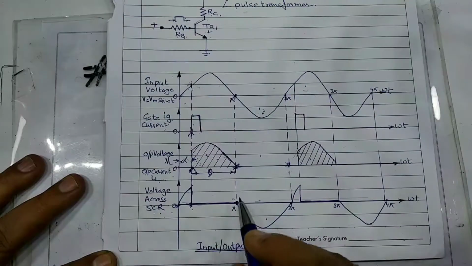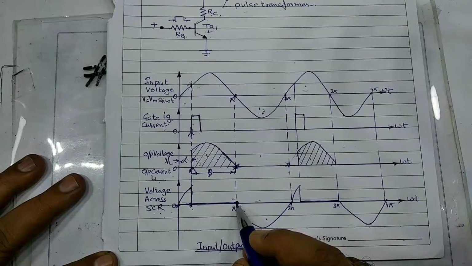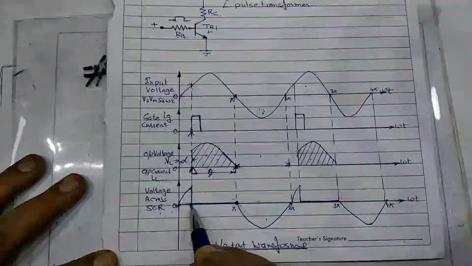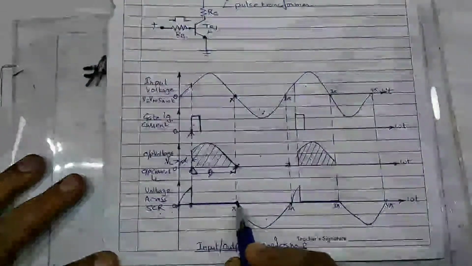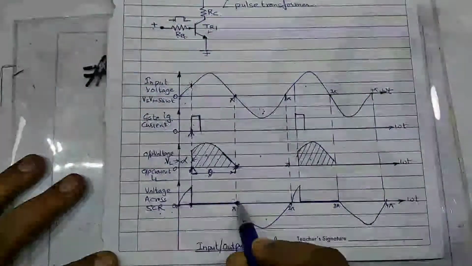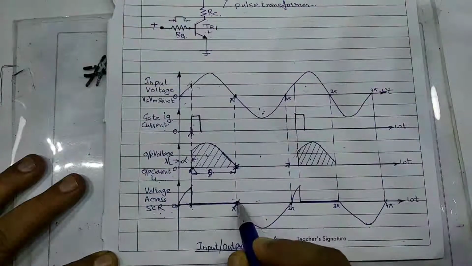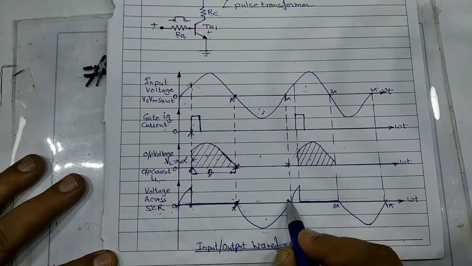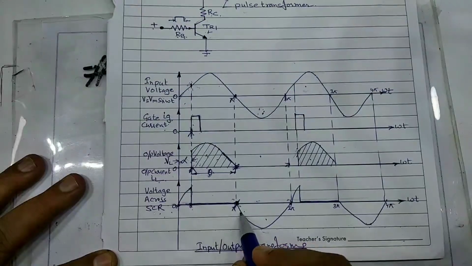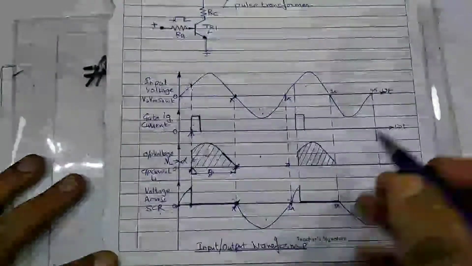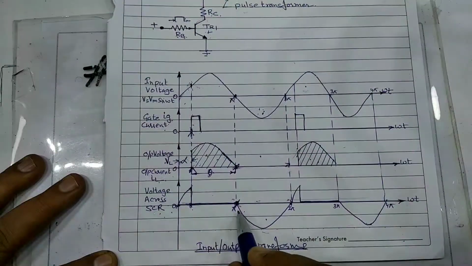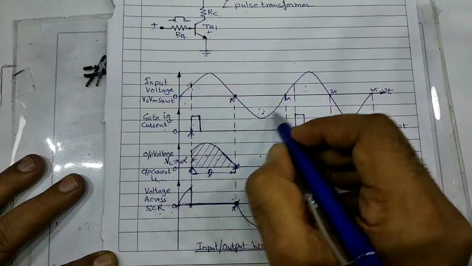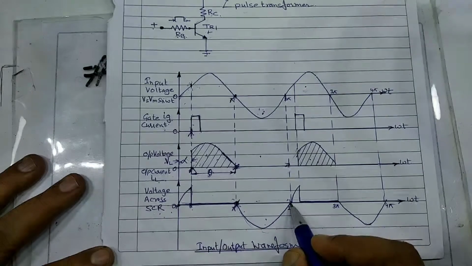That we will study in the commutation unit, the chapter. So this is the time when the SCR is switched off. At pi the SCR switches off, and from pi to 2 pi it remains off. At this particular time, the voltage appearing across the supply will appear across the SCR. This is the supply voltage that appears across the SCR.